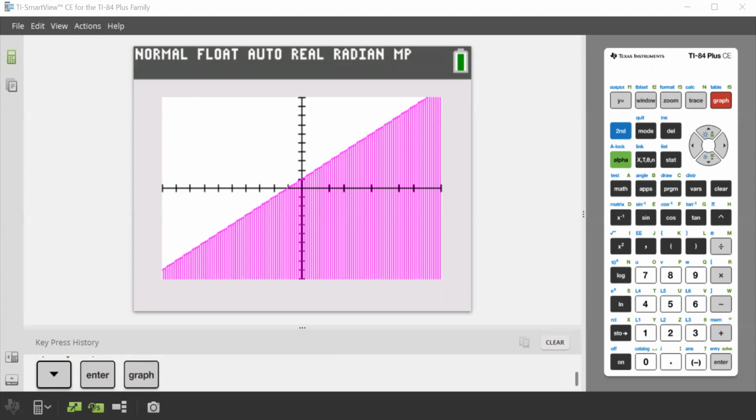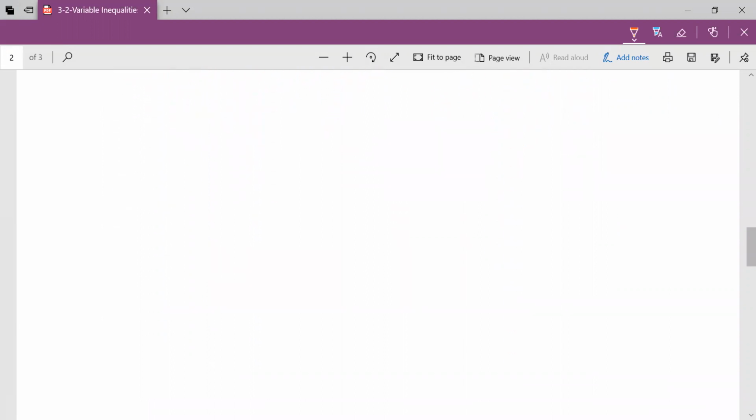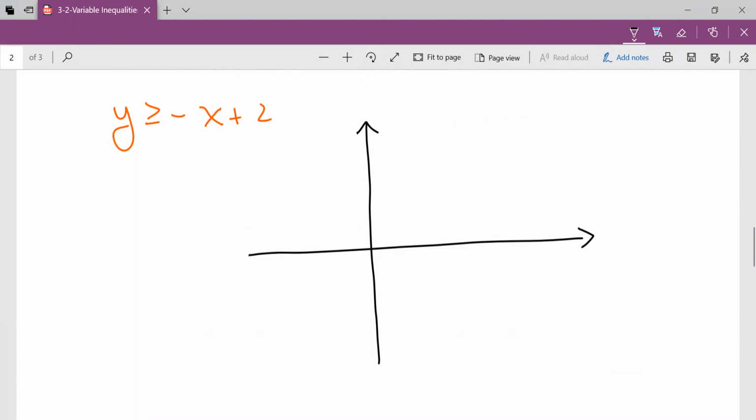Okay, so our other one was y is greater than or equal to negative x plus 2. Okay, no problem. So again, draw my Cartesian plane. I should be using a ruler, bad teacher. Okay, what do I know about this? Well, I know the y-intercept's at 2. I know I have a downward slope of negative 1, so down 1 over 1, down 1 over 1.